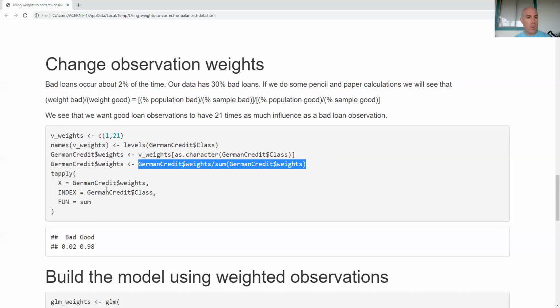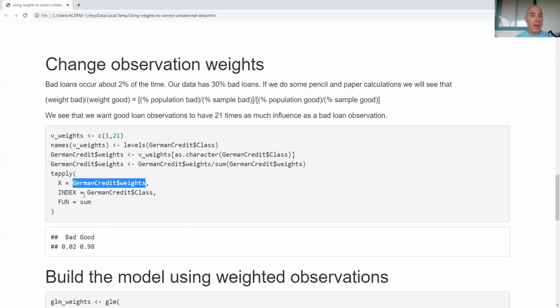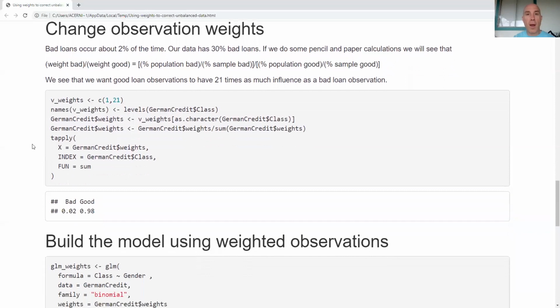All right, so now to verify that I have it the way I want it, I'm going to add up all of the weights by class. I'm going to take all the times that the class is good and add up the weights, and all the times that the classification is bad and add up the weights. And we see that we get exactly what I wanted. Unfortunately, I'm not going to show the college algebra pencil and paper work on YouTube. I know you're disappointed.